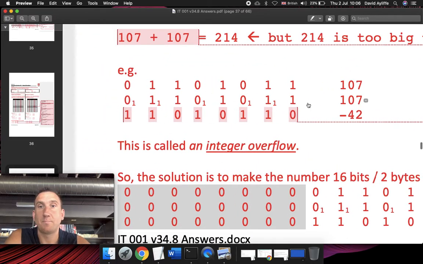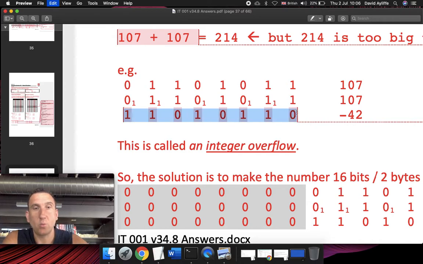So 1 and 1 is 2, so 0 carry 1. 1 and 1 and 1 is 3, so 1 carry 1. 0 and 0 and 1 is 1. 1 and 1 is 2, so 0 carry 1. 0 and 0 and 1 is 1. 1 and 1 is 2, so 0 carry 1. 1 and 1 and 1 is 3, so 1 carry 1. And 0 and 0 and 1 is 1. So we get this answer.